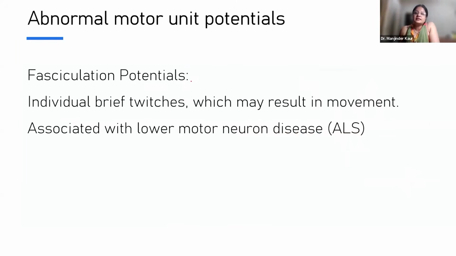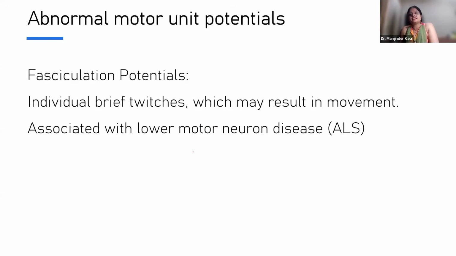Now, the other thing is the fasciculation potential. If the nerve is there, but there is weakness of the muscle. So now, the muscle just gives you brief twitches, right? And this may result in the movement. And this is again associated with the lower motor neuron disease, especially with amyotrophic lateral sclerosis.